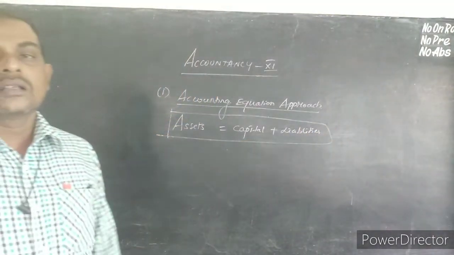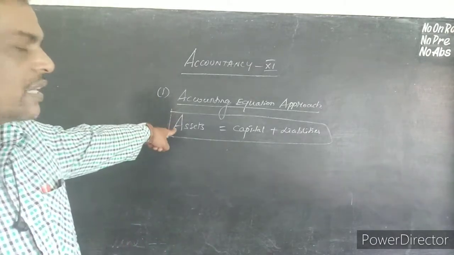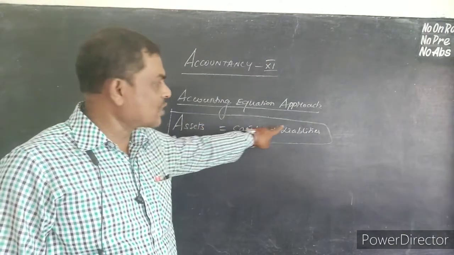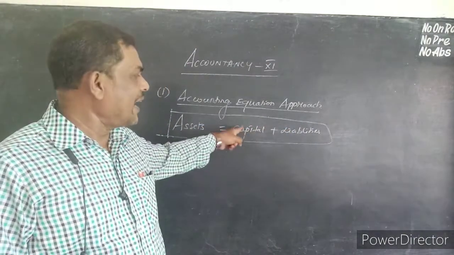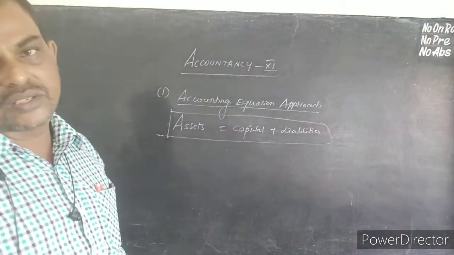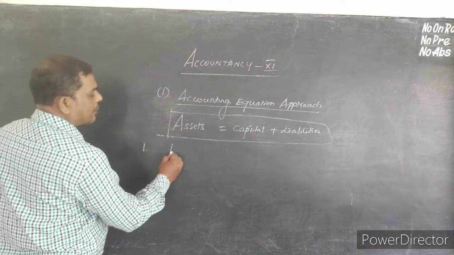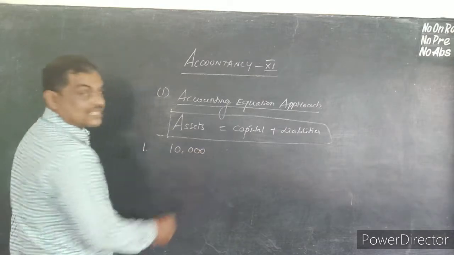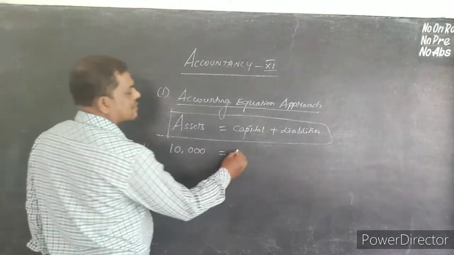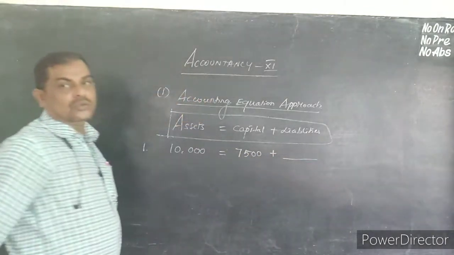Based on this, in examination they will ask two or three questions. See, there are three items here: one is assets, another is capital, and another is drawing or liabilities. When we add capital and liabilities, it is equal to assets. In questions they will give assets, for example, 10,000 is assets. Asset value is 10,000, that is equal to capital 7,500 plus liabilities, question mark.